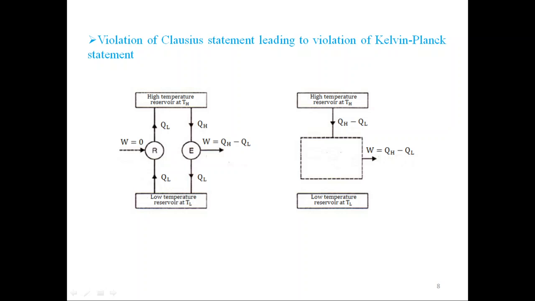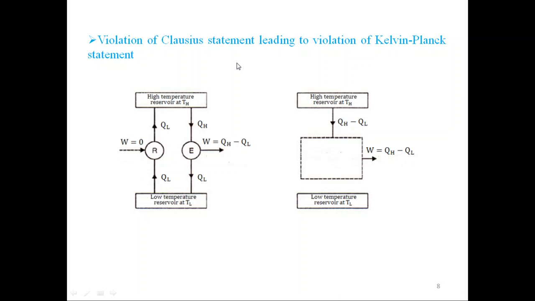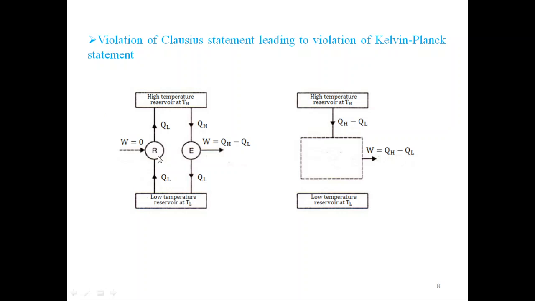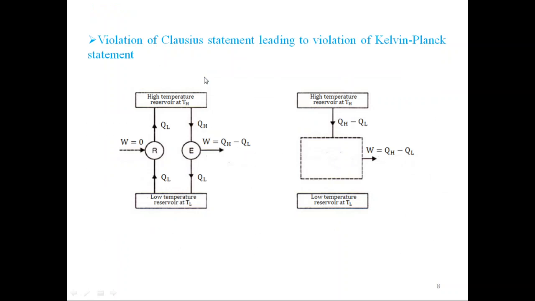Next is violation of Clausius statement leading to the violation of Kelvin-Planck statement. As shown in figure, a refrigerator R transfers QL amount of heat from a low temperature reservoir at TL. So this is the amount of heat extracted from the low temperature reservoir at TL to a high temperature reservoir at TH without any work input. So value of W is 0. So this refrigerator is extracting QL amount of heat from low temperature reservoir and transferring this heat to the high temperature reservoir.